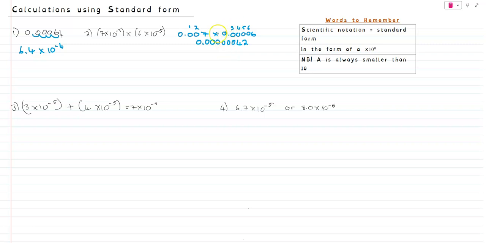Now, if we need to write this back into standard form or scientific notation, we're going to count how many jumps. We have 1, 2, 3, 4, 5, 6, 7. So our answer would be 4.2 times 10 to the power of negative 7. That is one way of working it out. And for simple equations, it is really easy to work it out this way. But there is another way, and I need to show you that way as well, using indices. You know, the thing that we learned before?